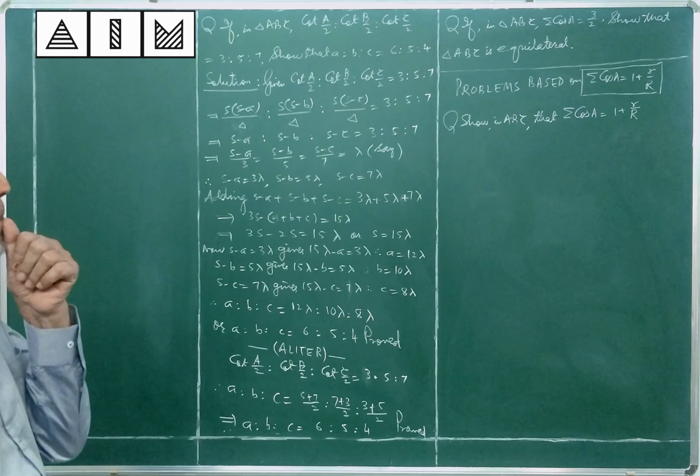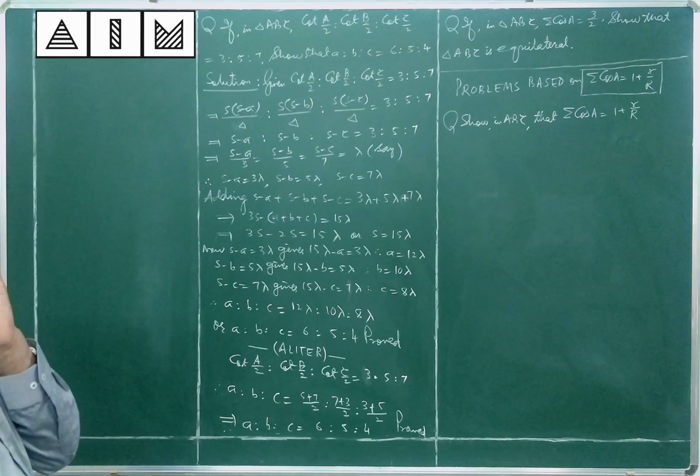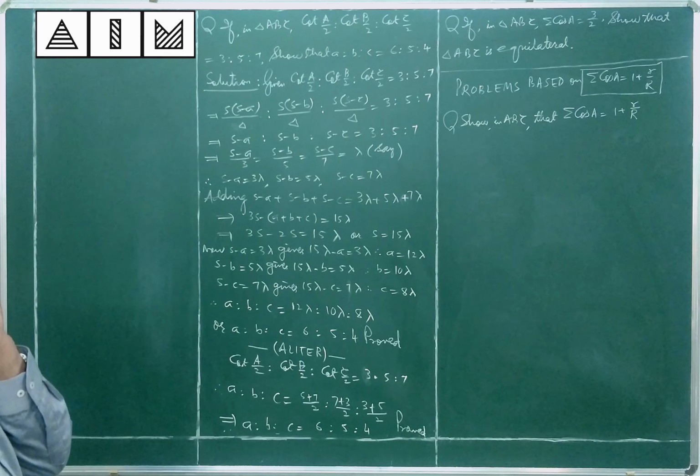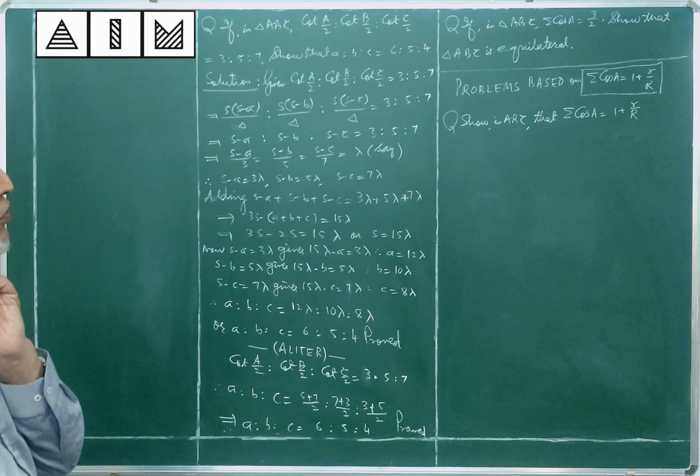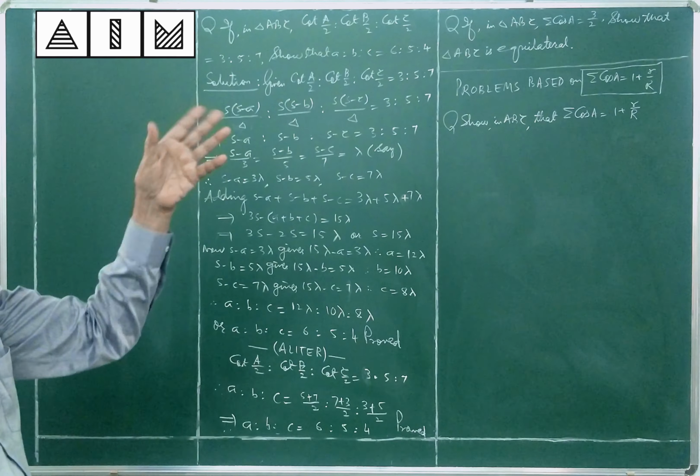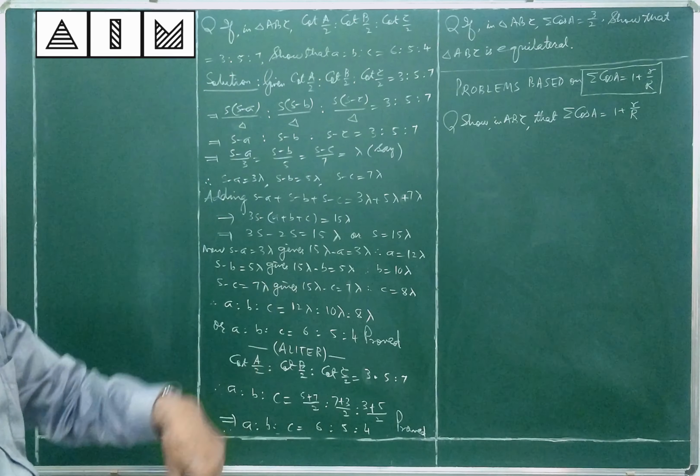Please see. First one. In triangle ABC, sigma cos A is equal to 3 by 2. Show that the triangle is equilateral. So simple one, you have done similar questions. I am not doing it again.